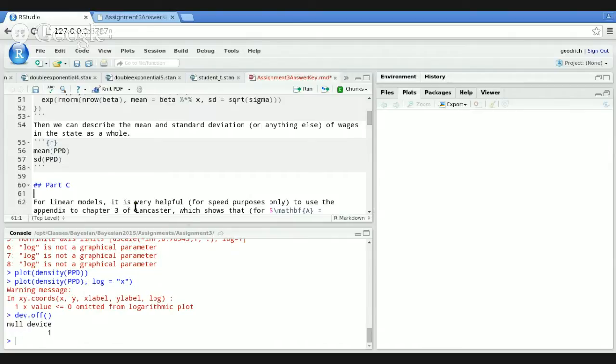Yes. So is the posterior predictive distribution, does that have 700,000? So let's see.